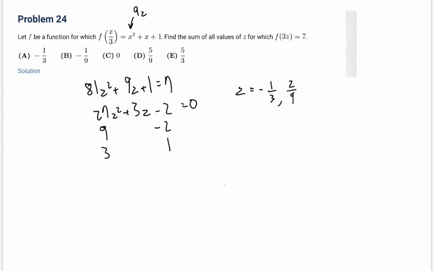So the sum of all values would be minus 1 over 9. So it will be B. But there is a different solution, one that's much easier, so you wouldn't have to do any of this part.